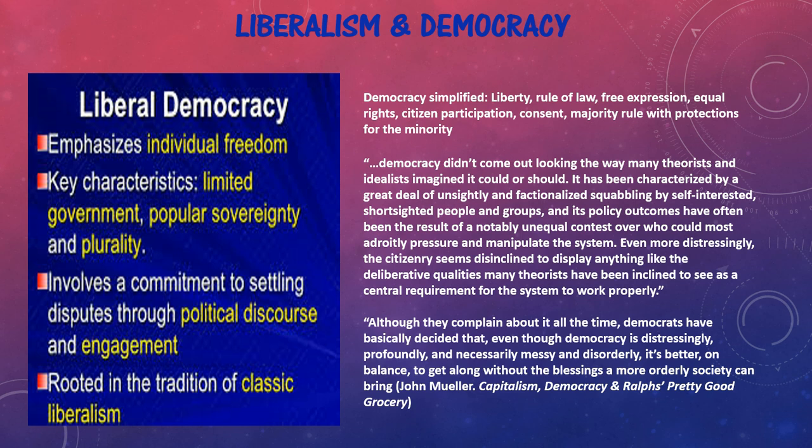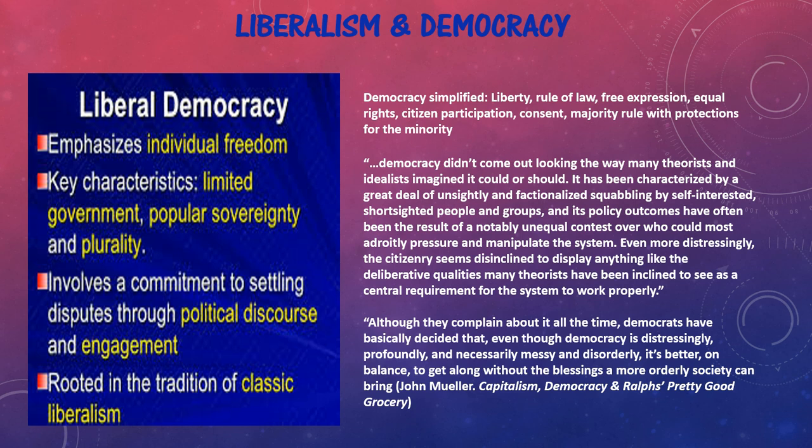According to a really good book on democracy and capitalism both, since we live in what we often refer to as a liberal capitalist democracy, and there are others in the world as well. The writer here, John Mueller, says, democracy didn't come out looking the way many theorists and idealists imagined it could or should. It has been characterized by a great deal of unsightly and factionalized squabbling by self-interested, short-sighted people and groups, and its policy outcomes have often been the result of a notably unequal contest over who could most adroitly pressure and manipulate the system. Even more distressingly, the citizenry seems disinclined to display anything like the deliberative qualities many theorists have been inclined to see as a central requirement for the system to work properly. That doesn't sound exactly like a defense of democracy, though this book is certainly that.